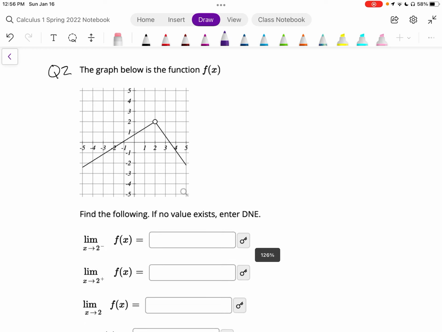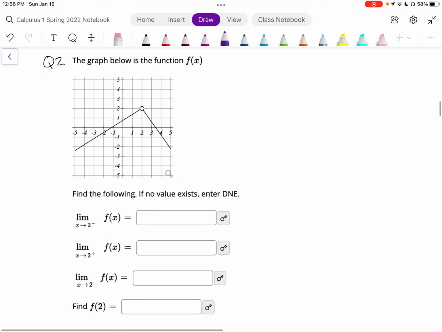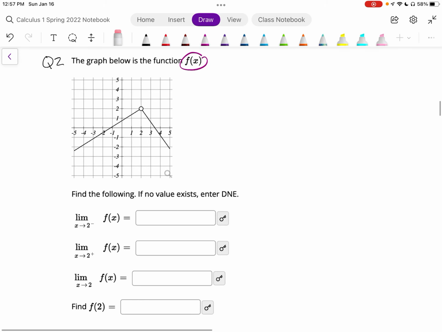Okay, question 2. Hopefully this made sense to you. If it did not, I'm going to go over it. You can go back and try it again. Okay, so the first question is the limit as x approaches 2 from the left. So that's how you say that. The limit as x approaches 2 from the left of the function f. So this is the function f right up here. What is it equal to?